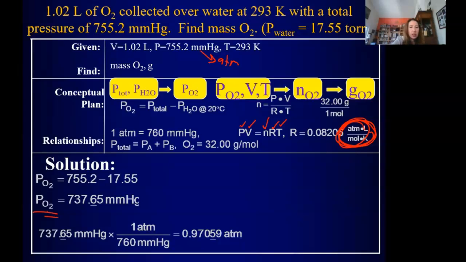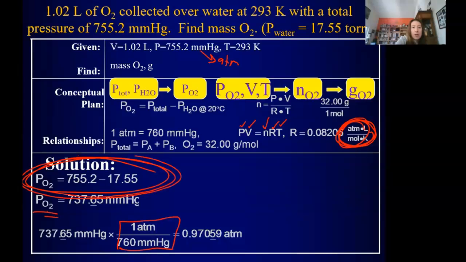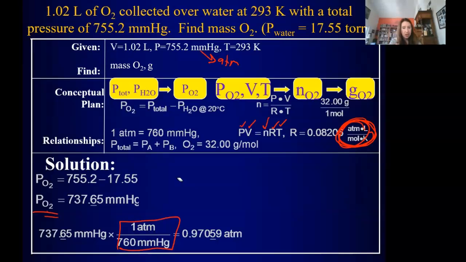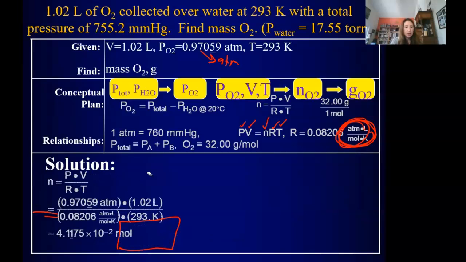So yes, we have to convert to atmospheres. Remember our conversion: 1 atmosphere is 760 millimeters of mercury. And remember, we had to do the subtraction first. This was step number 1, because of those words "over water." We had to subtract out water, so we got our atmospheres. Check. Now we can just plug into PV equals nRT. I just did all this for you. Here's our P, our V, our R, and our T. This gives us our moles.